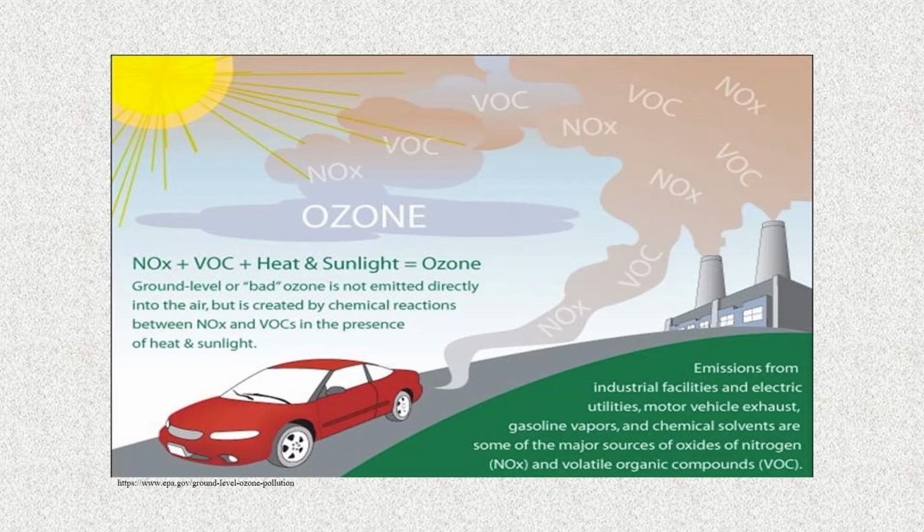Ozone can be transported long distances, just like the PM 2.5, which can affect areas further away from where the reactions occur. Ozone contributes to what we typically experience as smog or haze, most frequently seen in the summertime.